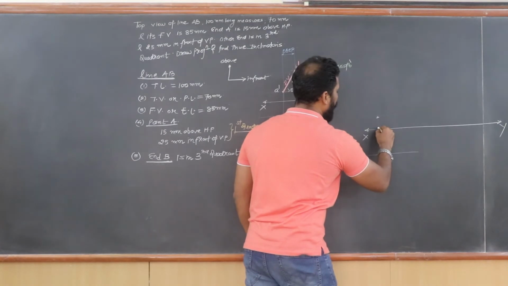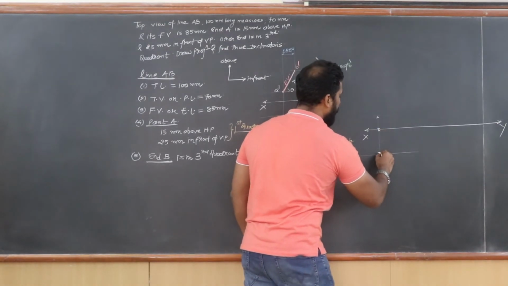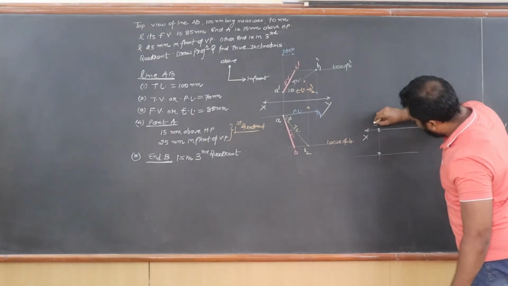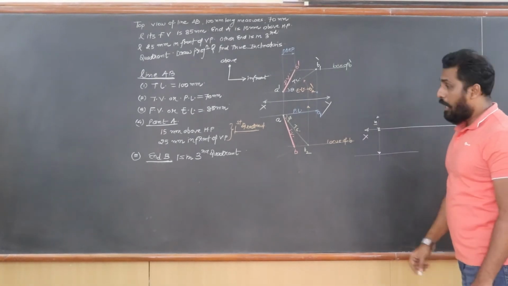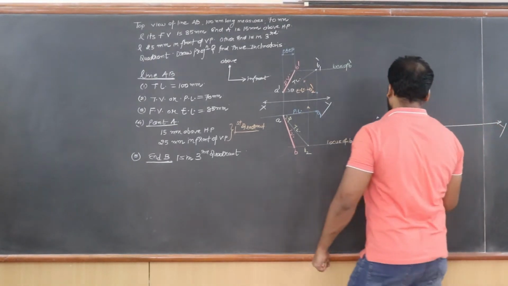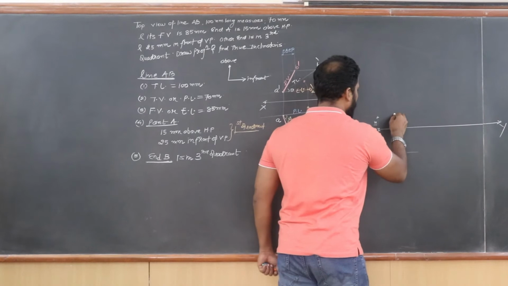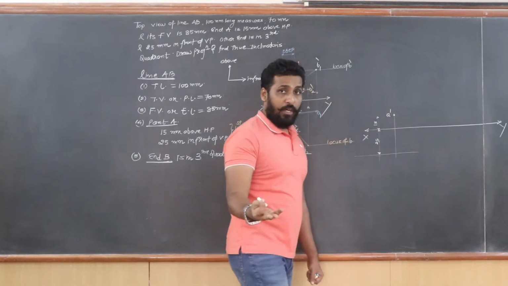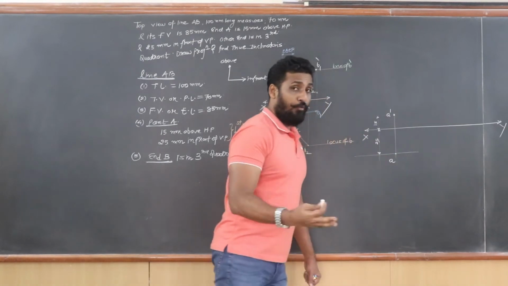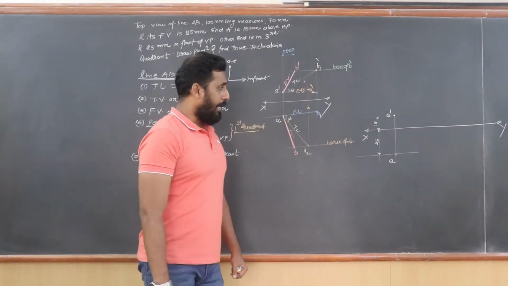Make sure that you mark the distances. So it is told it is 15 mm above HP, so I mark 15 mm here and 25 mm in front of the VP. So here is 25 mm. Let's put the projection line. This is A dash because that's the front view of point A. That's point A, the top view of point A.